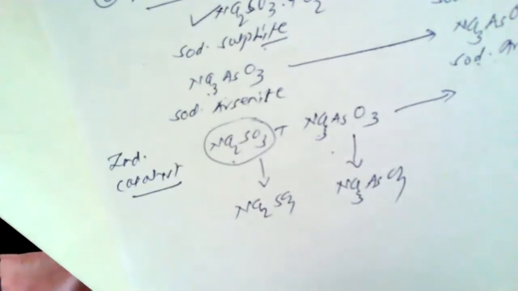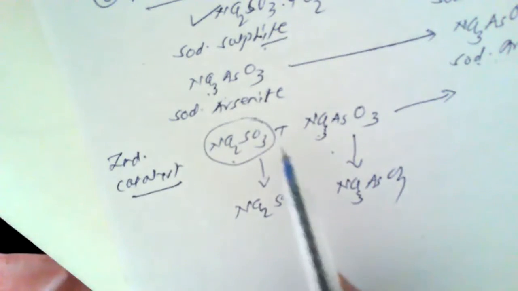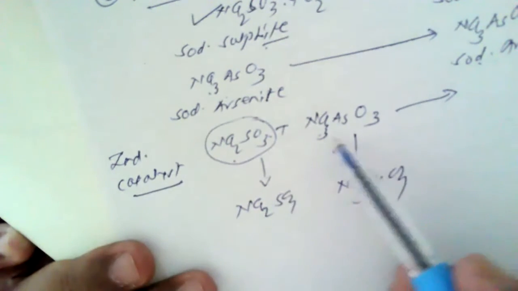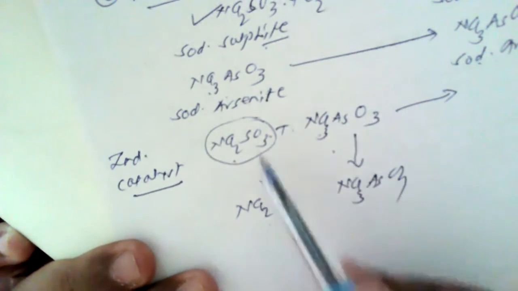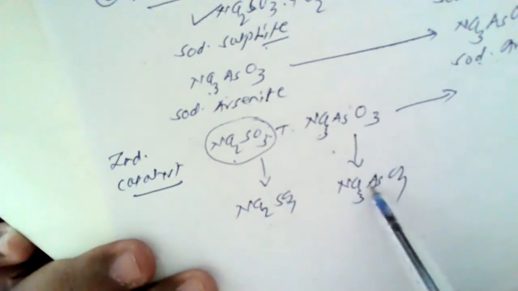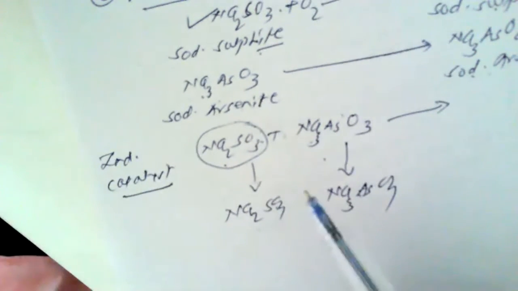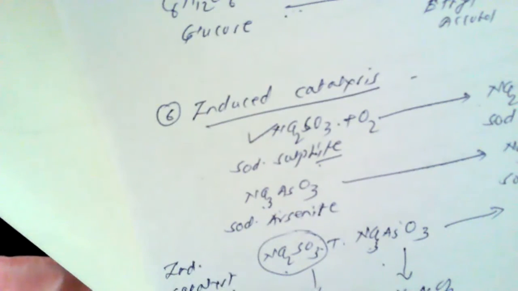In this case, just by mere presence of this substance, the reaction is carried out. That means both get simultaneously oxidized into sodium sulfate and sodium arsenate. So this reaction is known as the induced catalytic type of reaction, where a certain reaction induces another reaction to proceed further or to proceed rapidly. So this is how we have finished the six different types of catalysis.